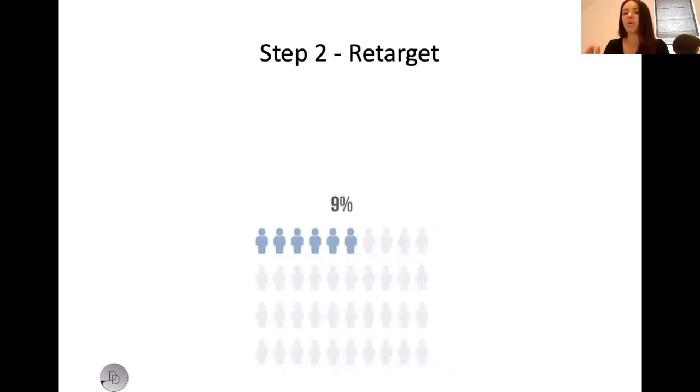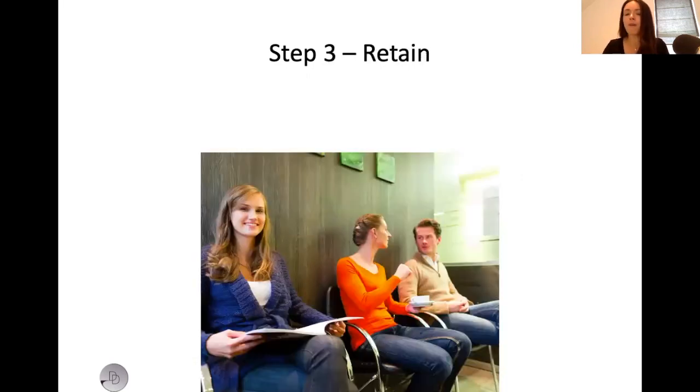And the great thing about this for you guys is only around 9% of businesses actually bother with retargeting ads. So this is really good if you can do this because it means that you'll be way ahead of your competition. And then finally, step number three is to retain, the third step in the process.